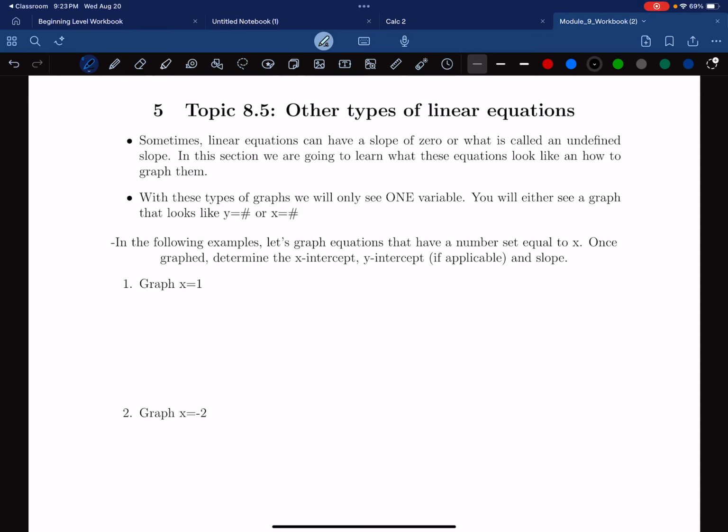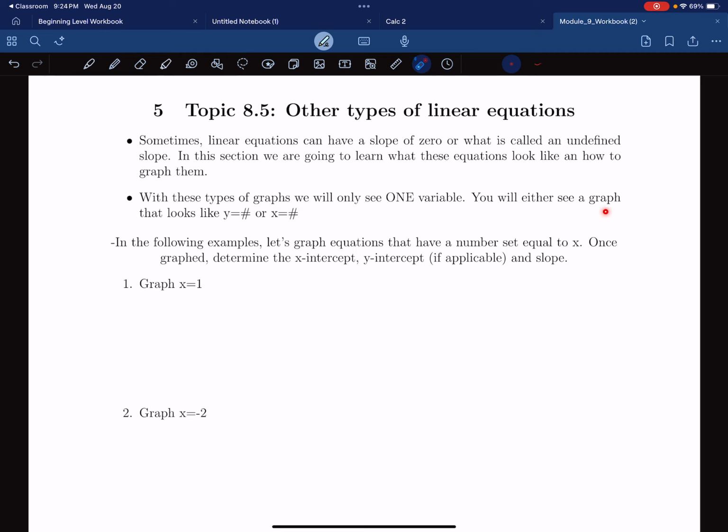In this video, we are going to be talking about linear equations. However, we're going to be talking about linear equations that have a slope of 0 or what we call an undefined slope. And whenever we have linear equations that have a slope of 0 or an undefined slope, you will notice that they only have one variable.